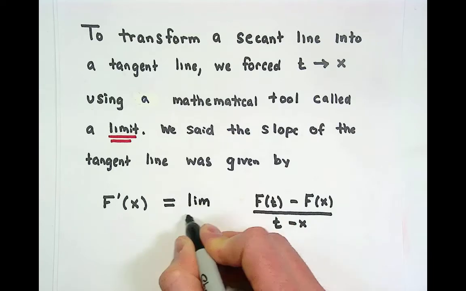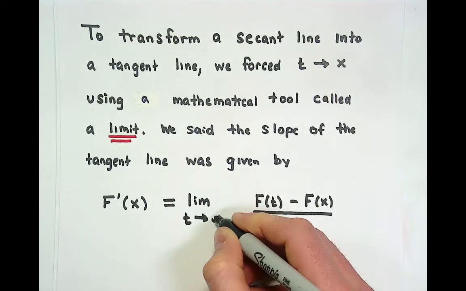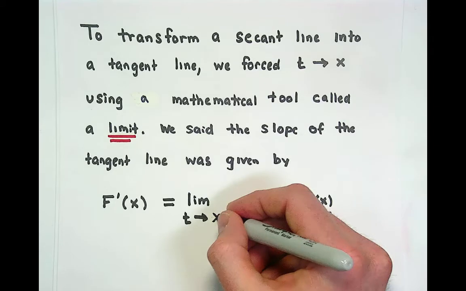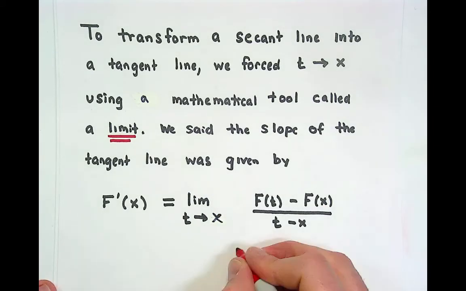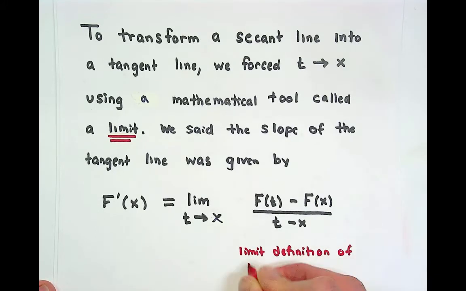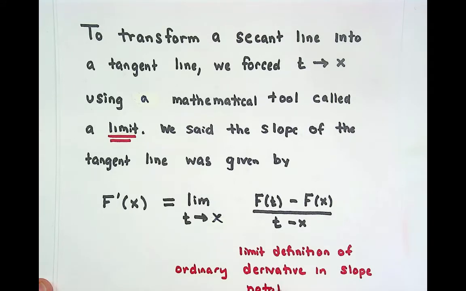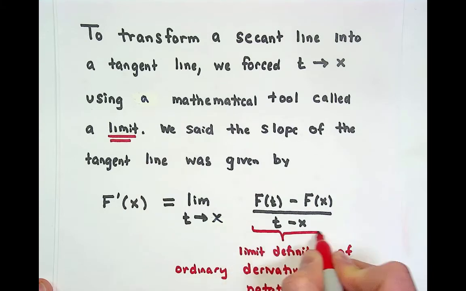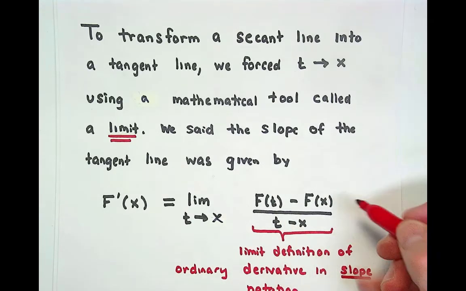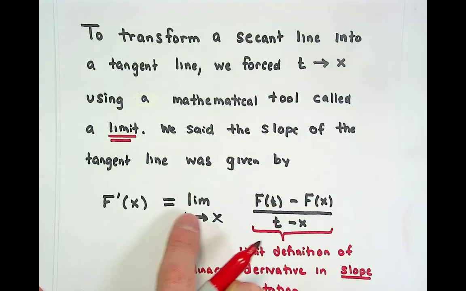We then forced one of the points to the other point through inputs. So in this case, that of course should be an x. I did a squiggly x for some reason. So this right here is called the limit definition of the derivative. In slope notation, and the reason we say slope notation is this quotient right here is the slope of a secant line. Notice this is a single variable limit.